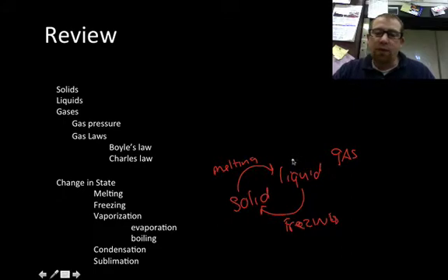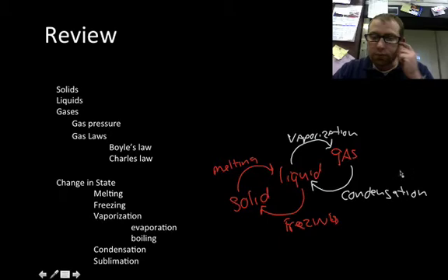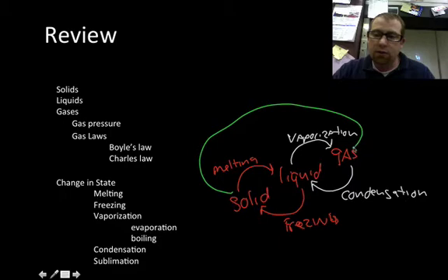Okay, and then when we go from a liquid to a gas, we call that vaporization. And vaporization could be boiling, and it could be evaporation. And then when we go back from a gas to a liquid, we call that condensation. And then the last one that we just talked about is when we go directly from a solid to a gas, that's called sublimation.